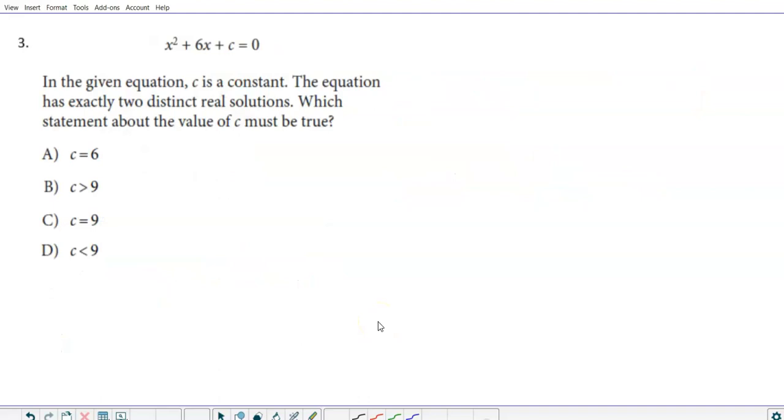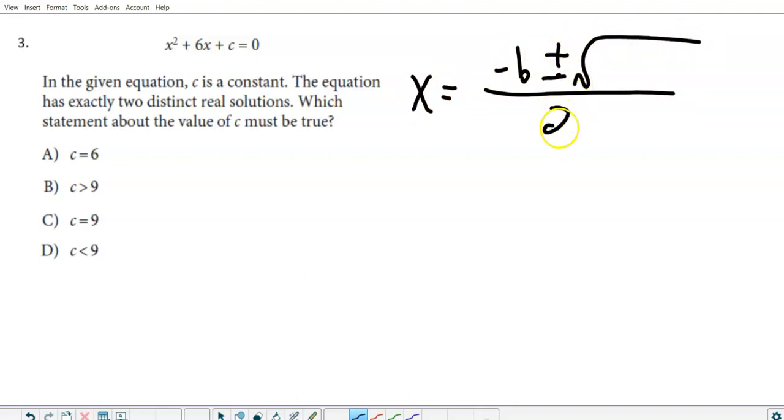So in this one, c is a constant, so we don't know what the value of c is. The equation has 2 distinct real solutions. Which statement must be true about the value? I don't know if you remember this formula. It's the quadratic formula: x equals the opposite of b plus or minus the square root, all over 2a.